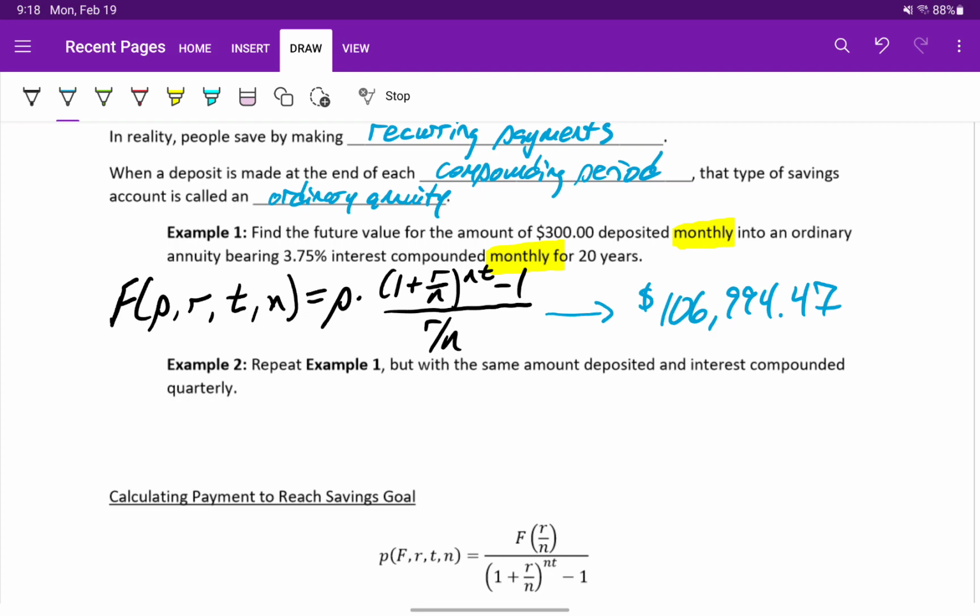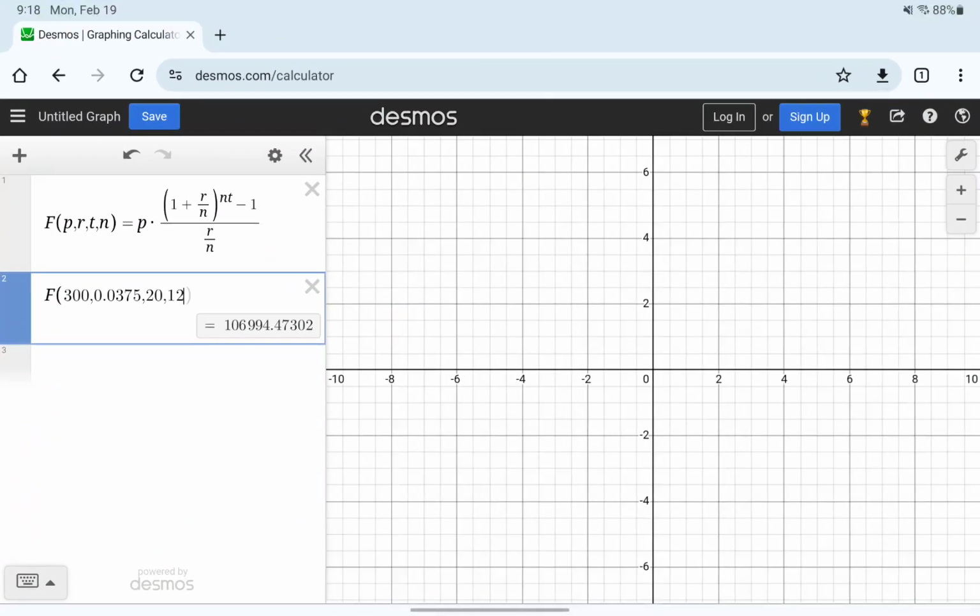In example 2, we want to use all of those same values, but now change the interest to be compounded quarterly. So we'll change our value for N from 12 to 4, and we get a new value of $35,507.73.